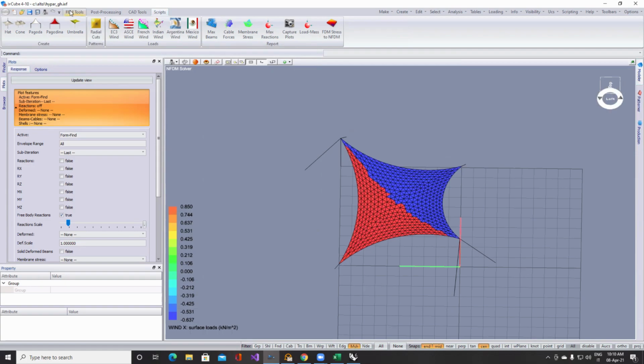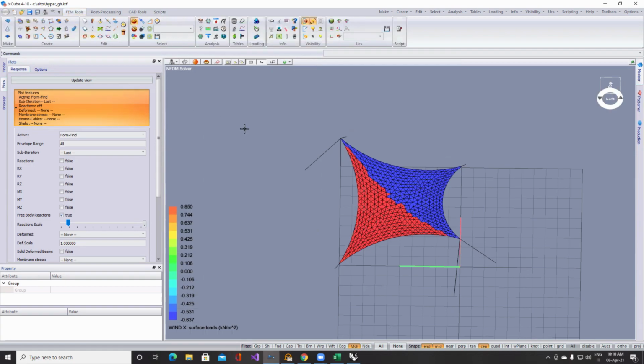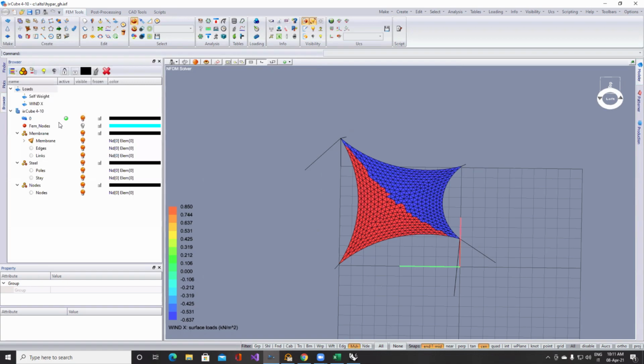Let's go ahead. Yes. One quick question. Usually you have some uplift in the flat areas. Is it transformed into uplift by the geometry, or do you have to input it as a different load case for wind? No, the uplift comes in automatically.